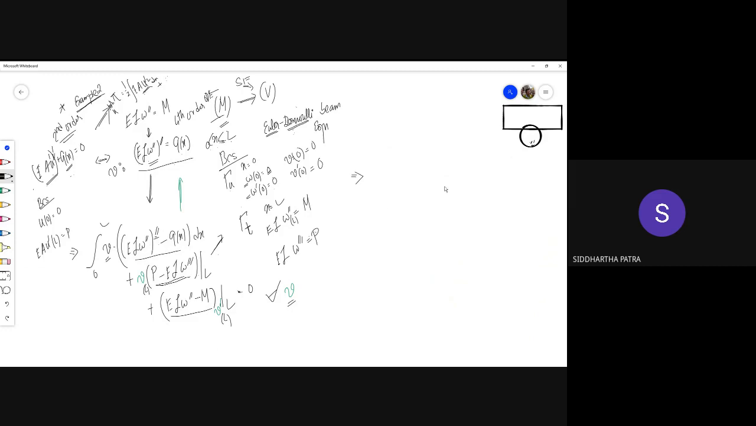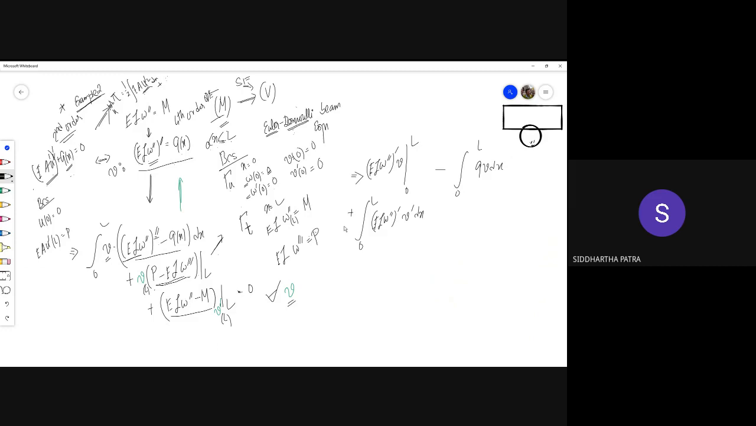So we keep the integration 0 to L q v dx as it is. It's just that this term right here with derivatives, we integrate by parts. So the first term should be EI W double prime whole prime times V evaluated at 0 to L, plus then 0 to L EI W double prime whole prime times V prime dx.